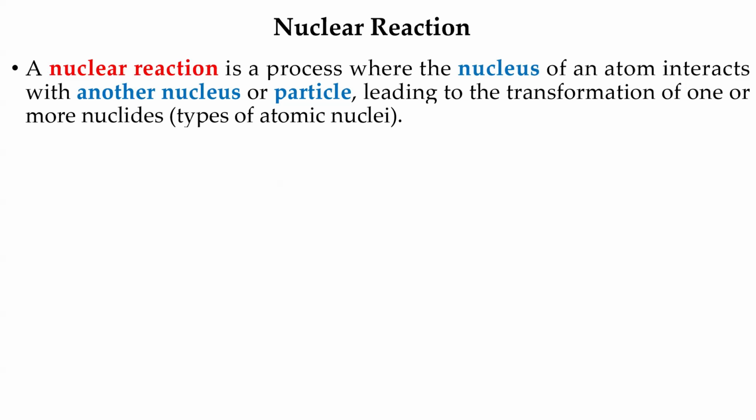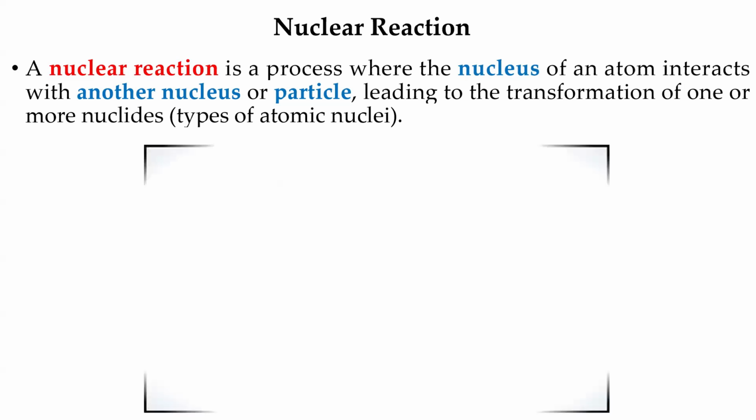So therefore, in simple terms, a nuclear reaction is a type of reaction where the nucleus of one atom interacts with another atom, or with a particle. And the particle can be neutrons, protons, alpha particles, gamma particles, or electron capture. So when the nucleus of one atom interacts with a particle, it leads to the formation of a new atom, different from the original one.